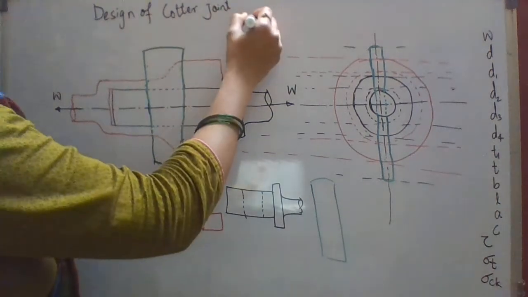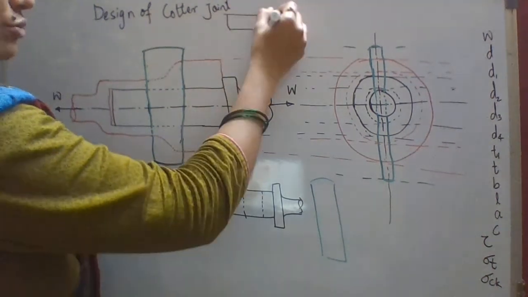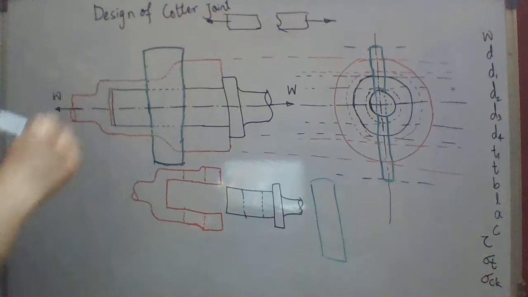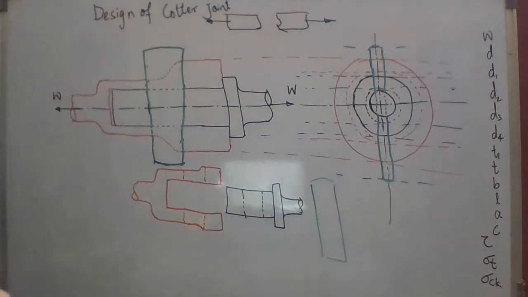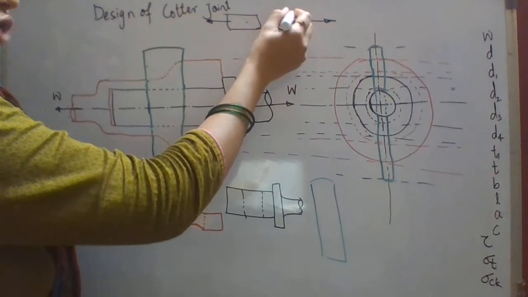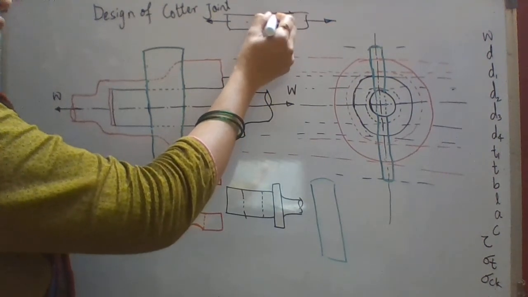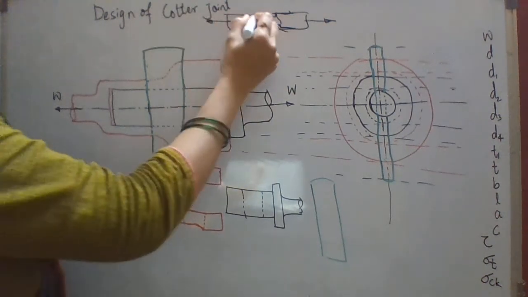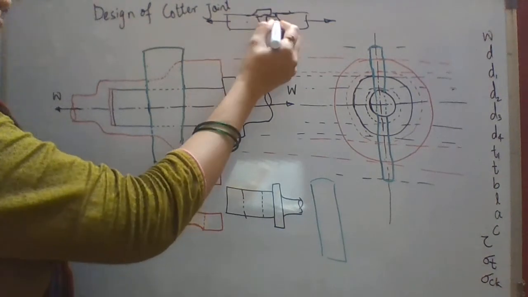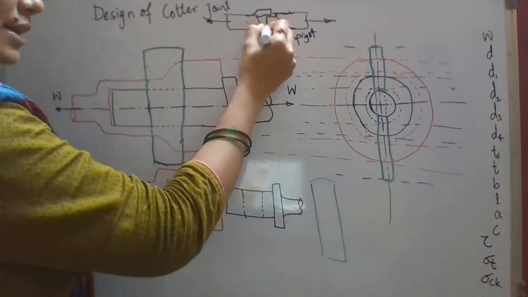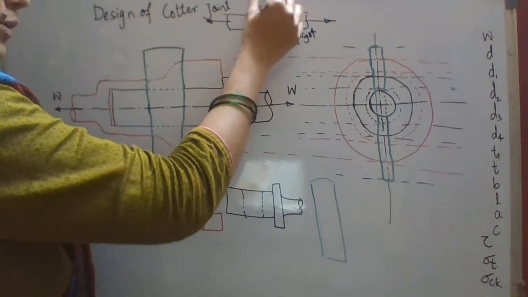In a quarter joint, there will be two shafts which we have to join, and the load which these two shafts are going to bear will be tensile in nature. So what we'll do in a quarter joint, we'll make the ends of these two shafts: the end of one shaft we will make in the shape of a spigot, and the end of the other shaft in the shape of a socket.